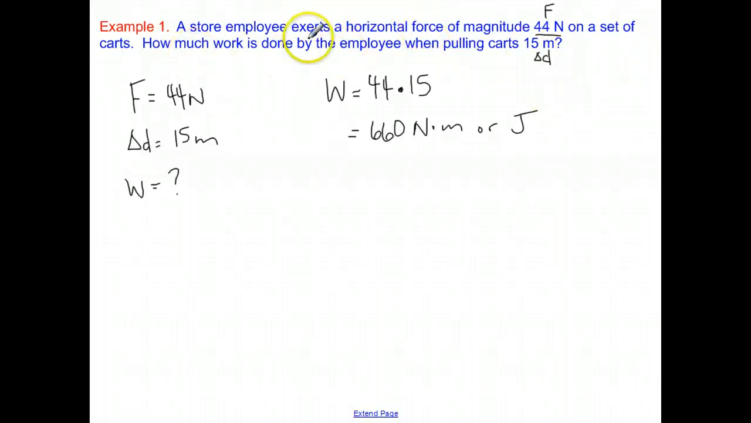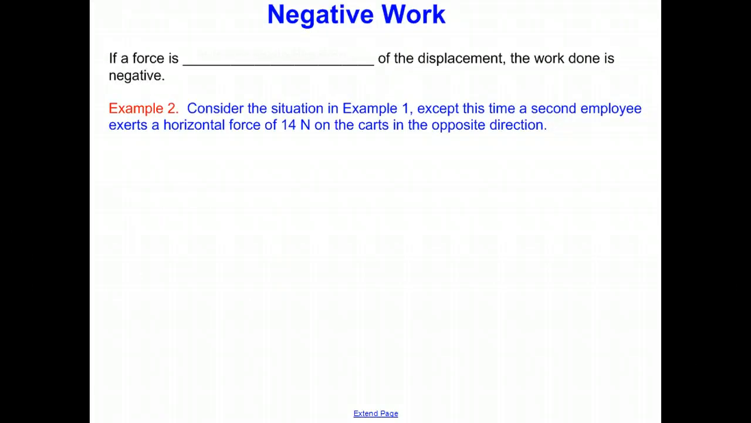Okay, so here's an example of when the force and the displacement are in the exact same direction. What happens when they're not in the same direction? Okay, we get something called negative work. If force is in the opposite direction of the displacement, so let's think of an example, friction is an example of a force that works in the opposite direction of what we're trying to move. All that happens is that the work done becomes negative.